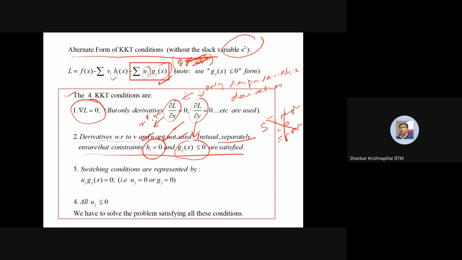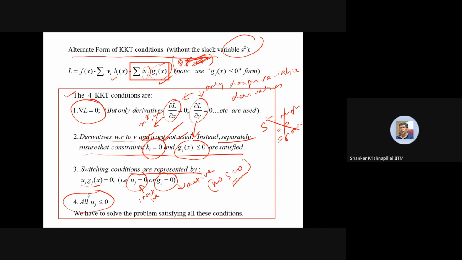Then the switching conditions are now represented by u_j times g_j is equal to 0. Either u is equal to 0 or the constraint is equal to 0. u equal to 0 means inactive. g equal to 0 means active. So you have to try these two switching conditions. There is no S equal to 0. That is not there. And thirdly, the important thing is that u values should be negative. All u values should be negative.